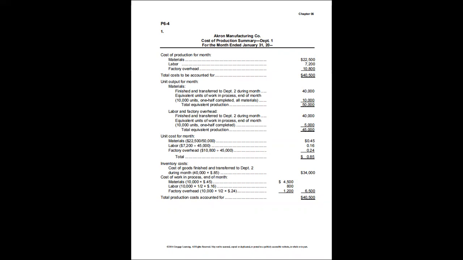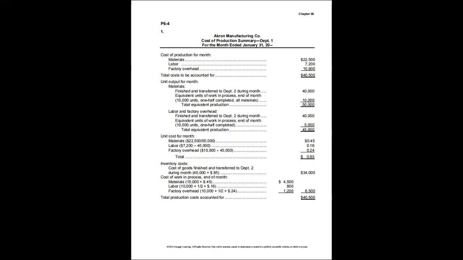So we multiply 10,000 by one half, we get 5,000, giving the total equivalent production equal to 45,000. So for the unit cost for the month, we divide 22,500, the cost of production for the month, we get 0.45.